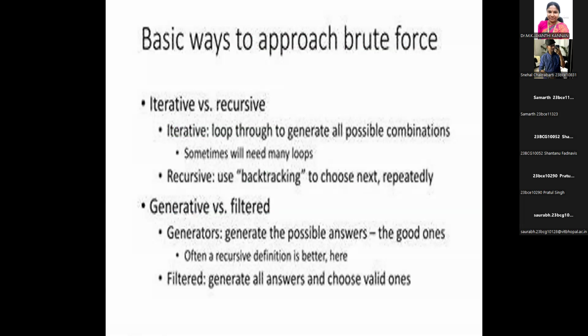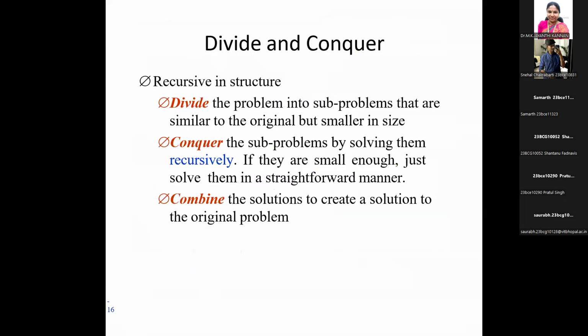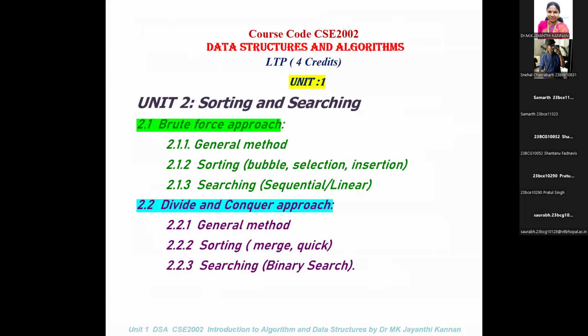Generative versus filtered. Generators generate the possible answers, the good ones. Often a recursive definition is better. Filtered approaches generate all answers and choose the valid ones. So we repeat the process and we get the solution, find out the answer. So any doubt with respect to the brute force approach?